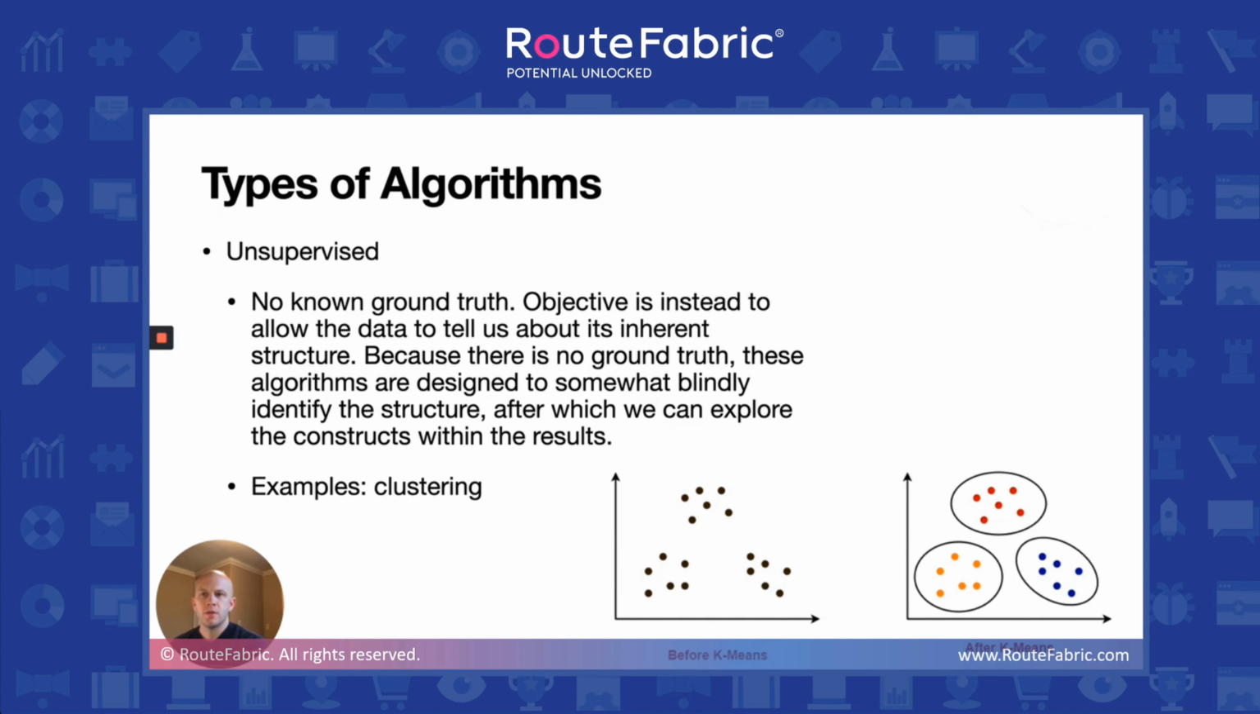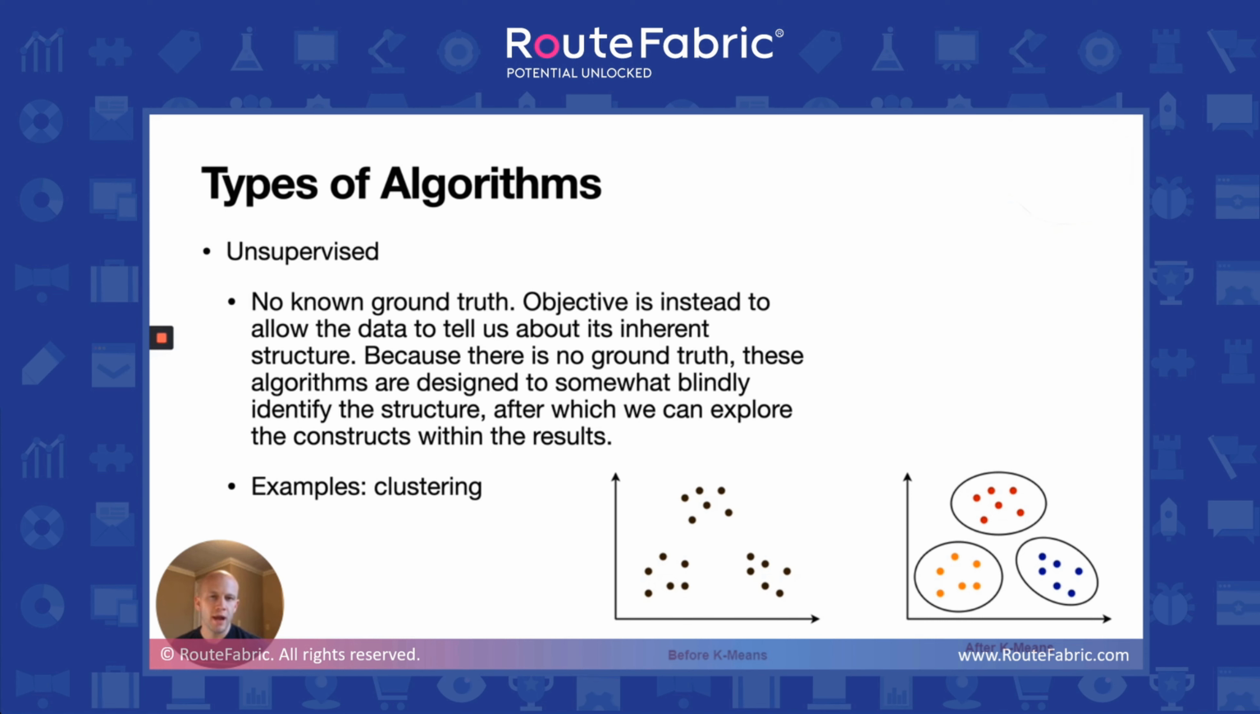In contrast to those supervised methods, we call these unsupervised learning or unsupervised algorithms. And these algorithms are used when we don't know a ground truth. And the objective is instead, rather than having the machine predict something as good or better than we as humans could predict, or trying to help us understand something that's going to happen in the future, the objective here instead is to allow the data to describe itself. And we use algorithms to find patterns in data that tell us about its inherent structure.